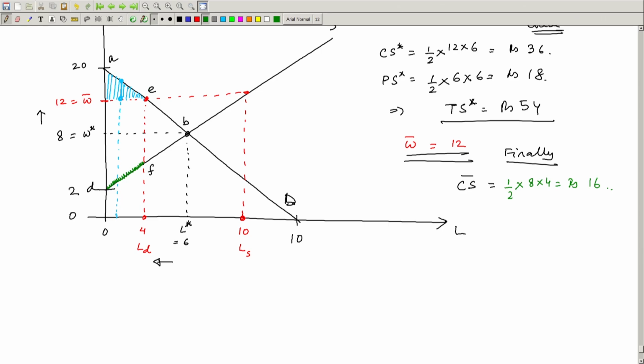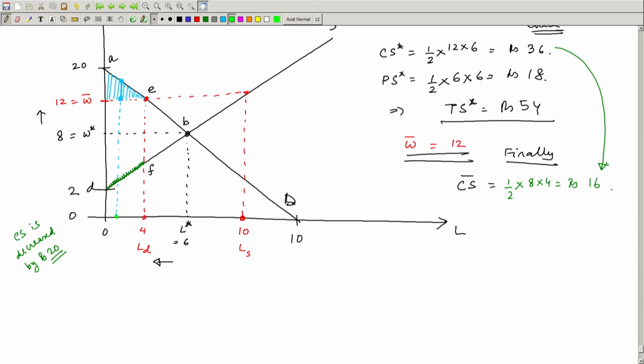So, now notice that consumer surplus or the surplus to the firms has come down, right. So, CS is decreased by rupees 20, right. So, there is a straight reduction in the consumer surplus. But what about the workers? Well, the workers who are lucky enough to find employment.